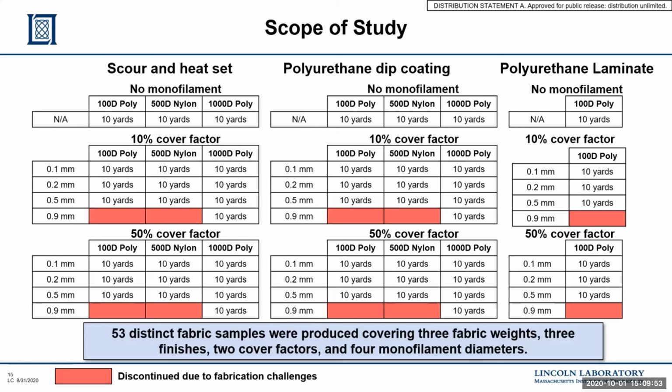Here's the full scope of the study. We have 53 distinct fabric samples that were produced, covering 3 fabric weights, 3 finishes, 2 cover factors, and 4 monofilament diameters. So there's a wide parameter space that we're exploring here to really understand the effect of the monofilament. Next slide.